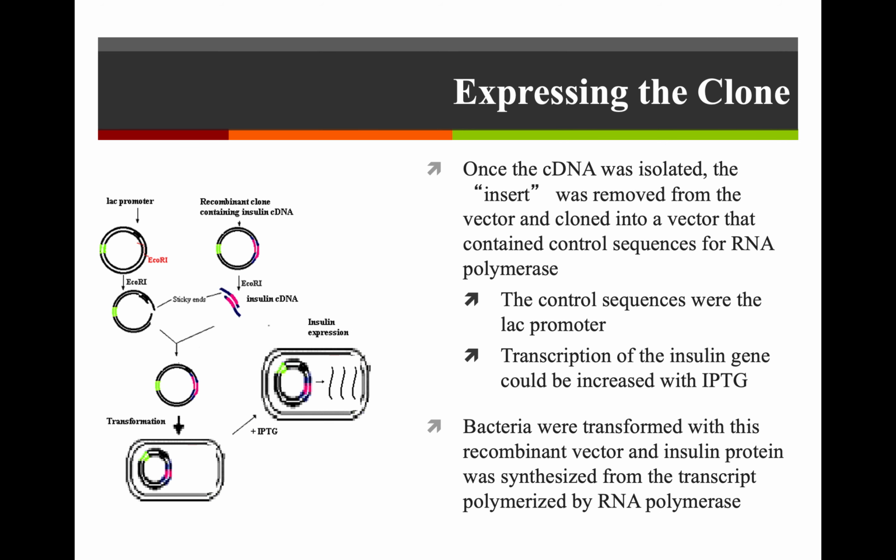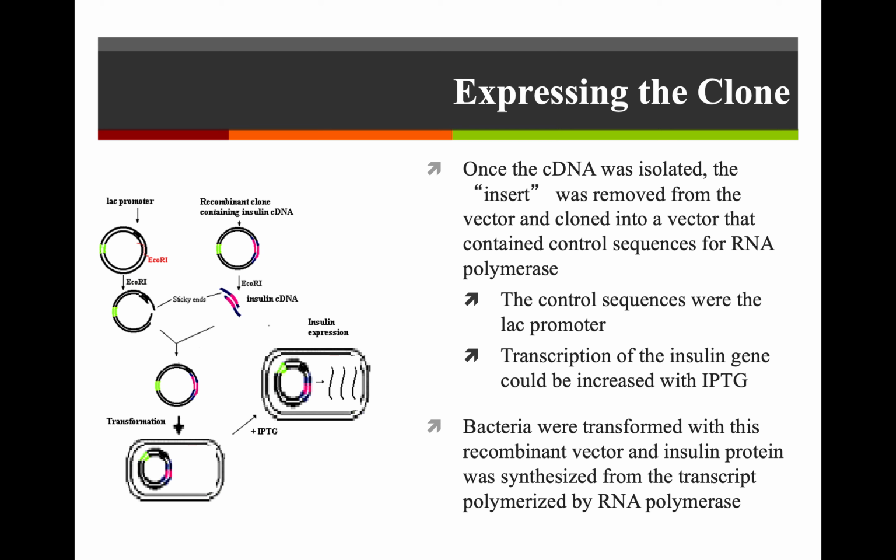Now, how do you express the clone? Sometimes it could be easy, sometimes it could not be that easy. But once the DNA is isolated, the insert usually is removed from the vector, because sometimes the vector may have an influence on how the gene could be expressed. So it will later be cloned into a vector that contains control sequences for RNA polymerase. So this is what we normally do.